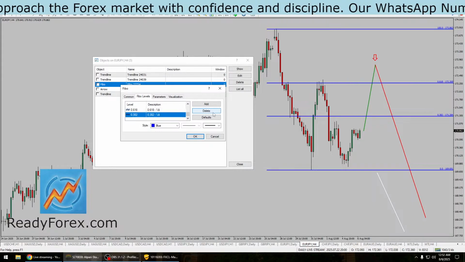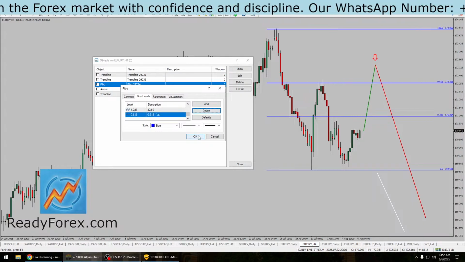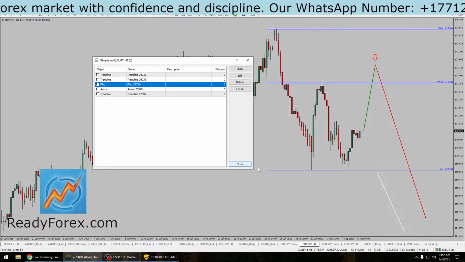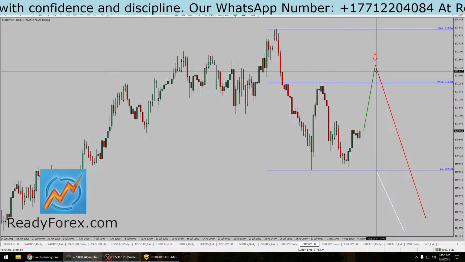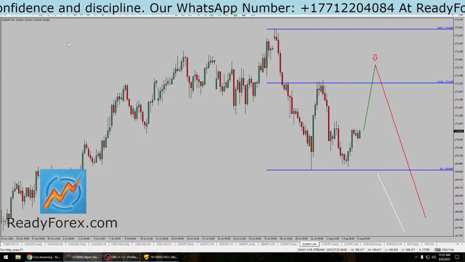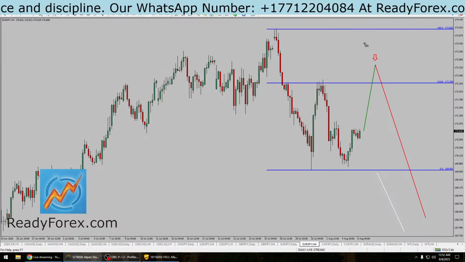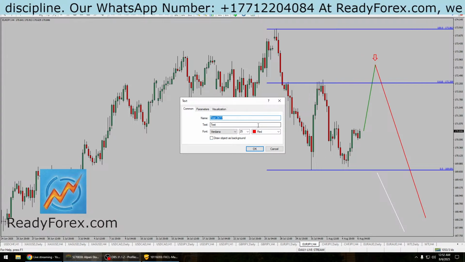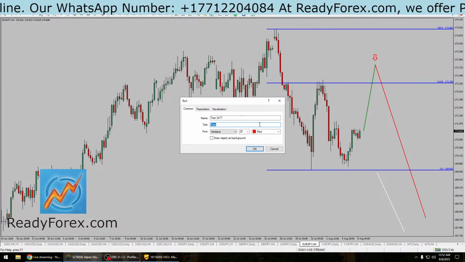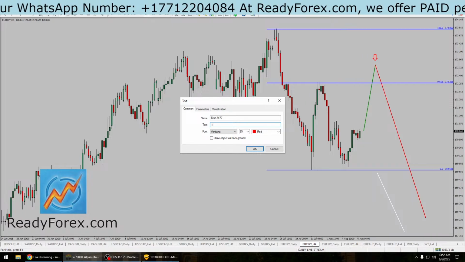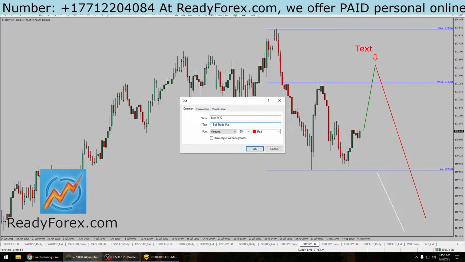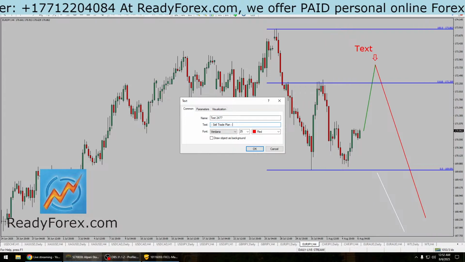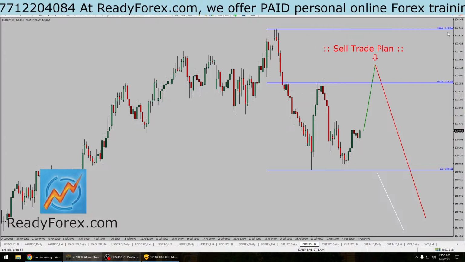So the way I see the Euro Yen currency pair, expect a bullish leg in the market first, and then look for some sort of sell trade setup somewhere up there. Let me write it down. So this is the sell trade plan right up there.